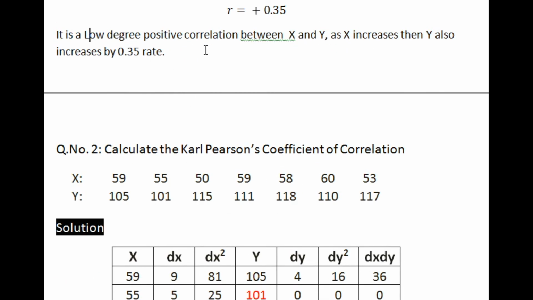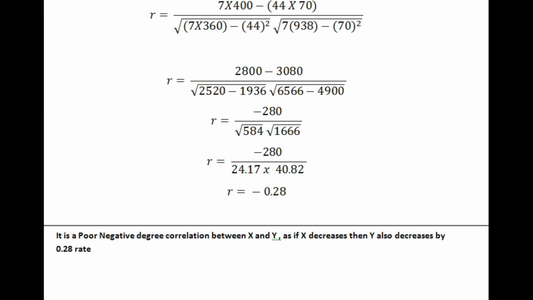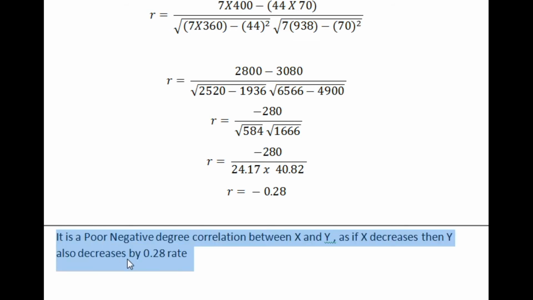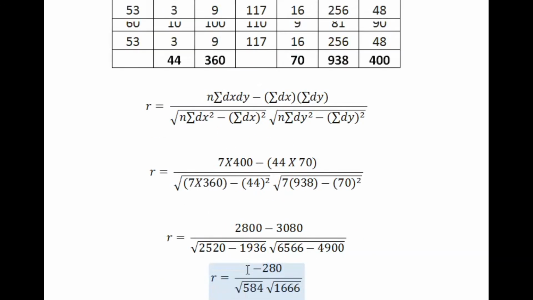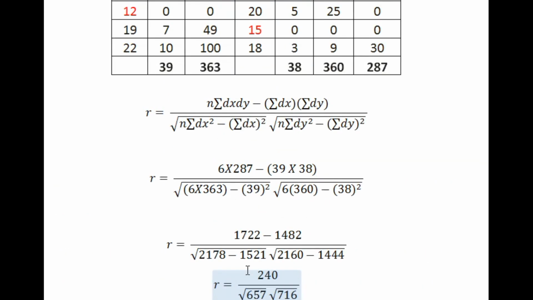At what rate was the change actually? In the earlier case, the value was 0.35 positive, so it increases. Now in this case it was different, so it was a poor degree negative correlation between x and y: as x decreases, y also decreases by 0.28 rate, right? So these are the two solutions for the Karl Pearson's correlation.